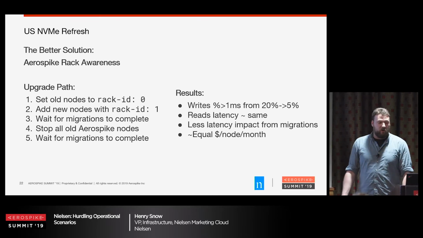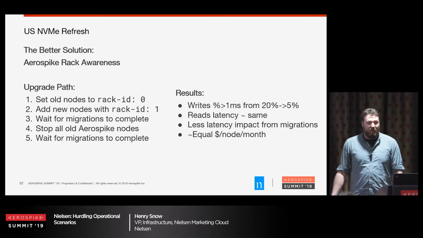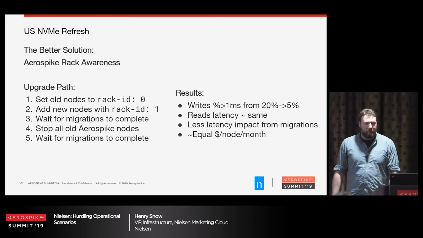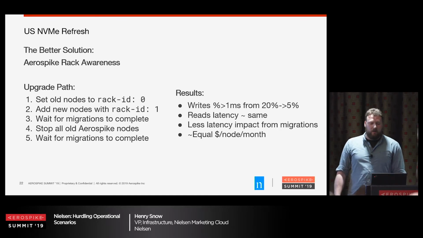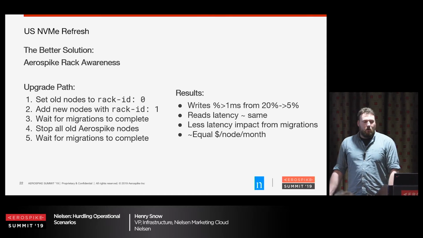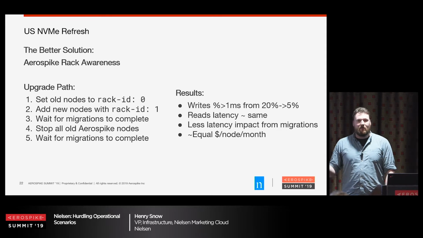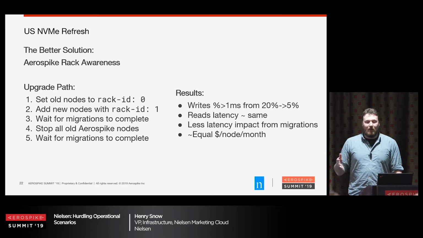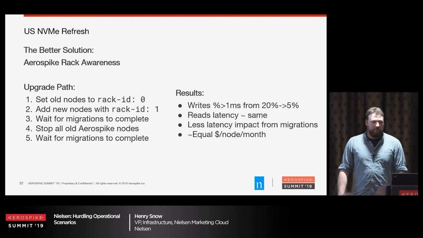The results of this were our writes, the percent of writes that took greater than 1 millisecond, which is kind of how Aerospike does its metrics, went from 20% to 5%. So that's a pretty significant improvement in writes that are taking 1 millisecond. And we also ended up spending almost exactly the same amount per node as we did with the SSDs. We have, instead of 18 nodes, 12 nodes. So we had a cost savings with a performance improvement. And that's something I love.